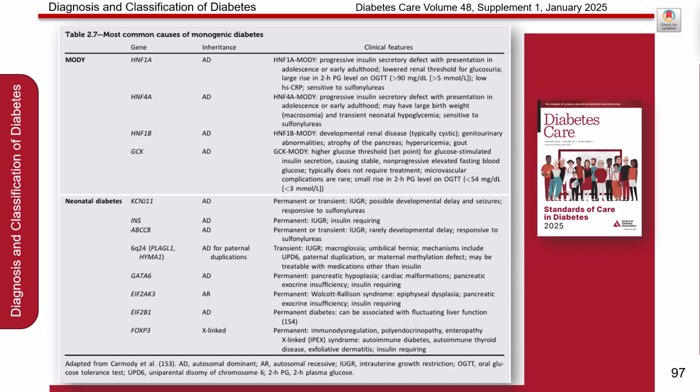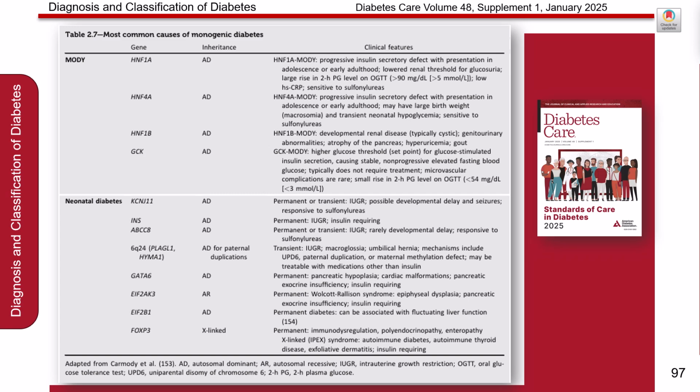Clinical features: can be permanent or temporary. Growth restriction in the womb. Possible delays in development and seizures. Responds well to a type of medication that stimulates insulin release. Gene: INS. Inheritance: passed down from one parent.